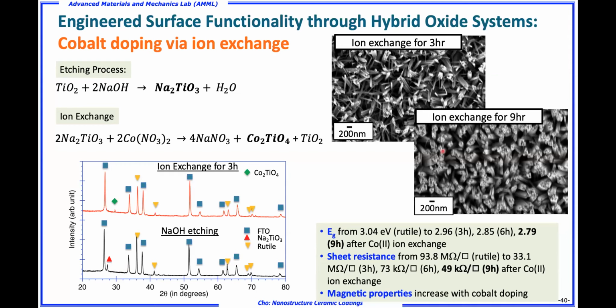And this is the actual microstructure from the ion exchange from 3 hours to 9 hours. You can see more development on the surface of those nanorods. They are getting bigger and wider, and there's more development on the surface. Because of this cobalt doping, the band gap energy is dramatically reduced from about 3 to about 2.8 electron volt. Sheet resistance is also decreased from the mega ohm range into the kilo ohm range. And because of the cobalt doping, the magnetic property also increased in this film.